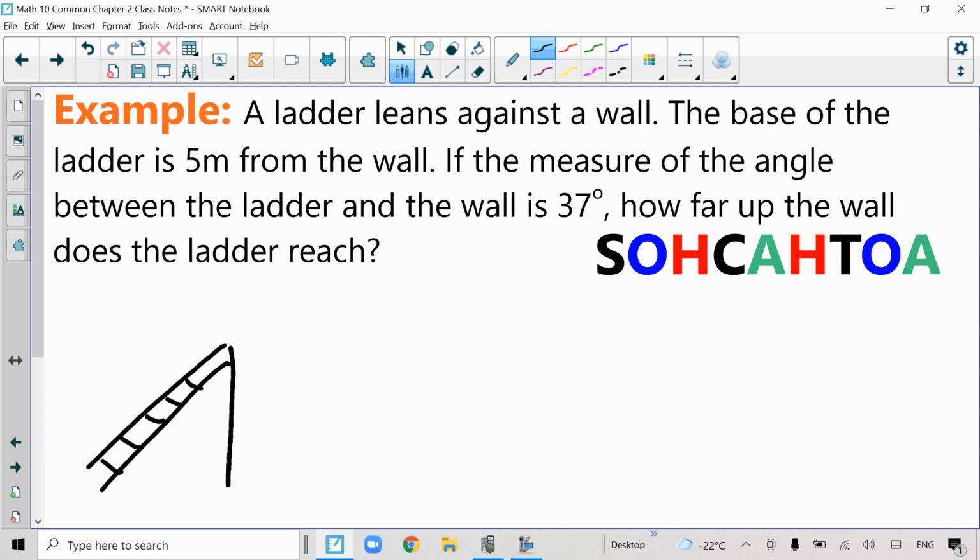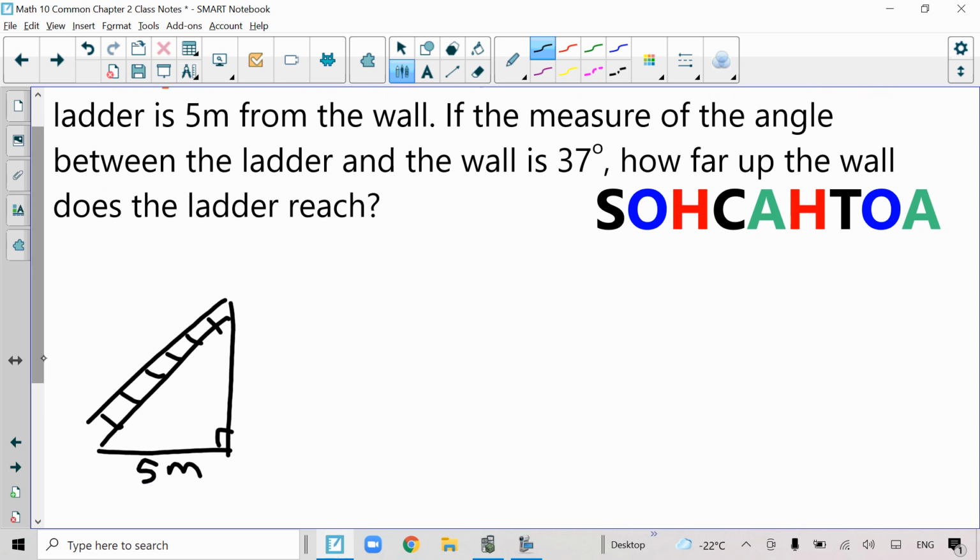Here's the wall. Now, we're safe to assume that walls and the ground meet at 90 degrees, so we'll assume that wall was built correctly. So the base of the ladder, base means bottom, is 5 meters away from the wall. So I'll label this as 5 meters. If the measure of the angle between the ladder and the wall, well, that's right up here, ladder and the wall, that's 37 degrees. How far up the wall does the ladder reach?